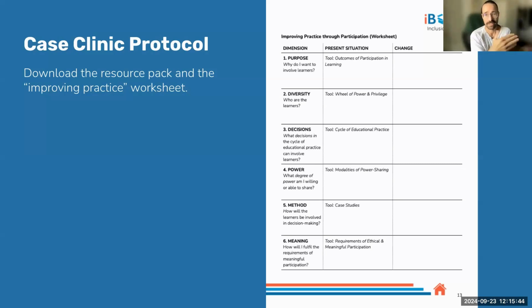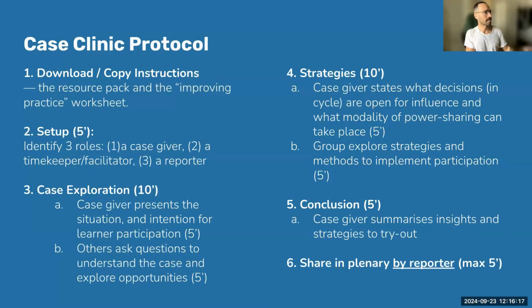So I'm going to tell you about the present situation, maybe telling you a little bit why I want to make it more participatory, what kind of people are involved, what kind of power is available to be given to the learners. And then the rest of the people will help them think about this together. And you can write the strategies and the ideas that you come up with in the third column where it says change. Normally the file that you downloaded, you can write on it directly.